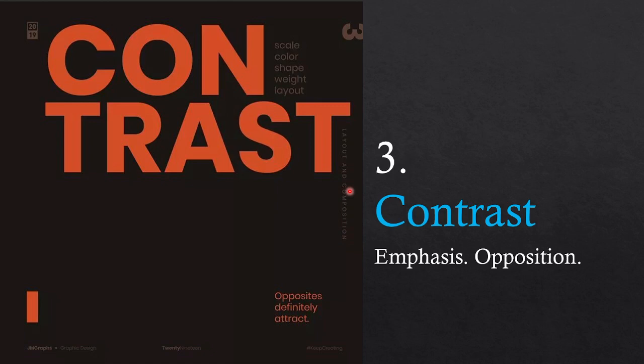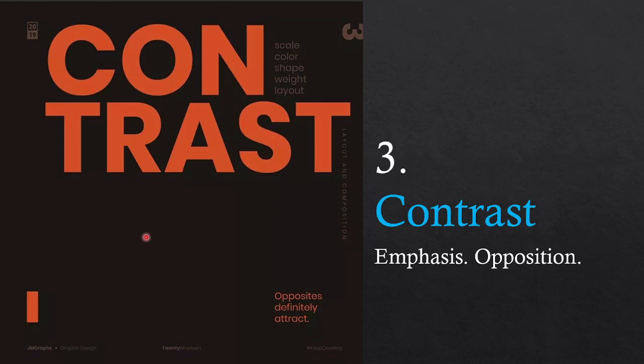Anyway, in graphic design, it really is true. Opposites definitely attract. What does it mean? When we say contrast, that is the opposition or the difference between two elements. So for example, if there is big and small, that's contrast. If there is dark and light, that's contrast. It's like opposites. So that is very important in graphic designing.